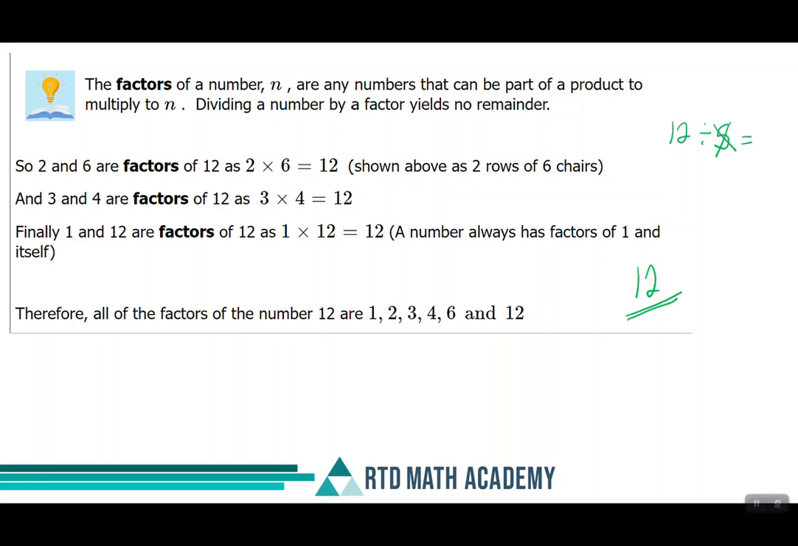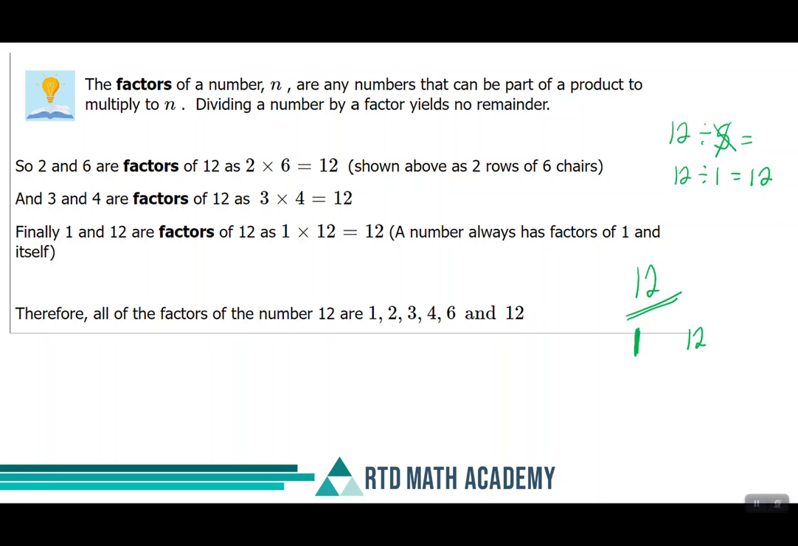So instead, let's start with a list of numbers that we do know. I always like to start with the easiest number, the number 1. It's awesome because it's easy. I know that 12 divided by 1 is just itself. Anything divided by 1 is itself. So we can say that 1 is a factor of 12, but also that 12 is a factor of 12.